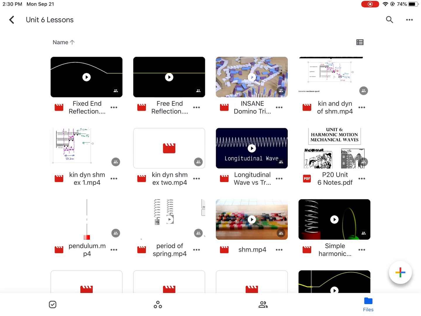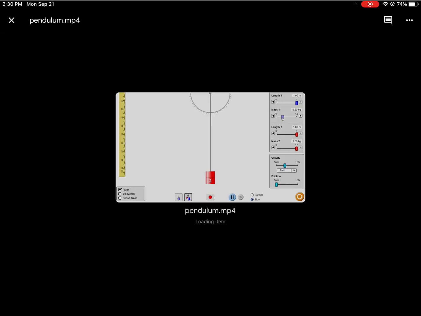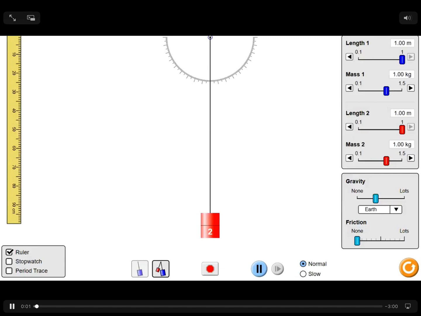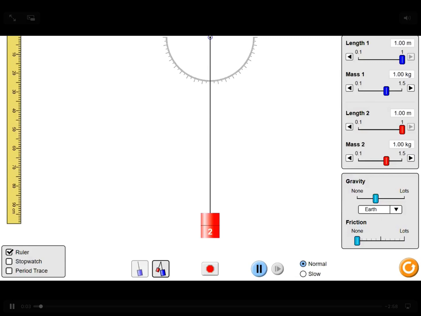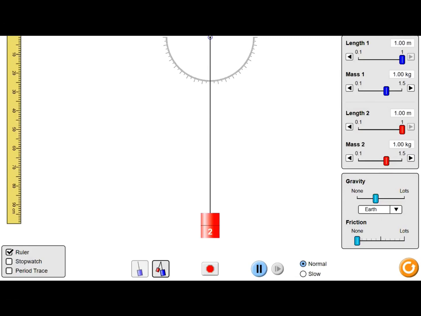So I'll go back over to my drive here and find pendulums. There we go. Okay, so here's a pendulum video. And we have two masses that are exactly the same length right now and exactly the same mass. What we're going to do is take one of these pendulums and displace it, let's say 5 degrees, and then release it.